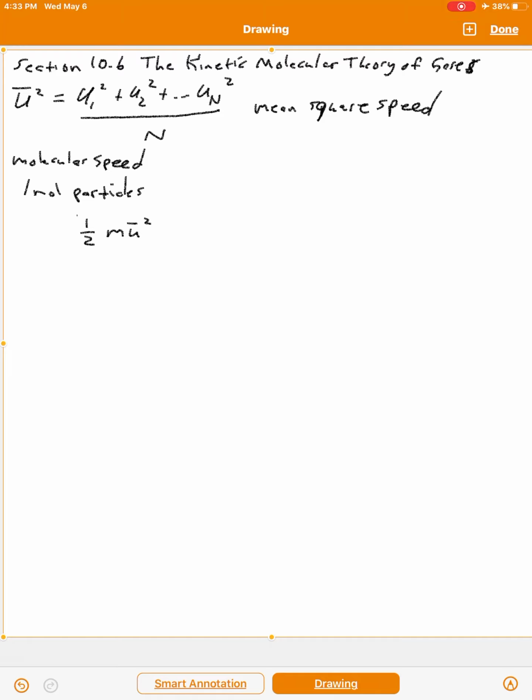Suppose we have a mole of particles. A mole is Avogadro's number, right? 1 mole is N sub A, and that's 6.02 times 10 to the 23rd particles. Okay? Now here's what I'm going to claim, and I'm not going to derive this, I'm not going to prove this, this is covered in more advanced courses. It has been shown that this is equal to 3/2 RT. And that's an important result of the kinetic molecular theory of gases.